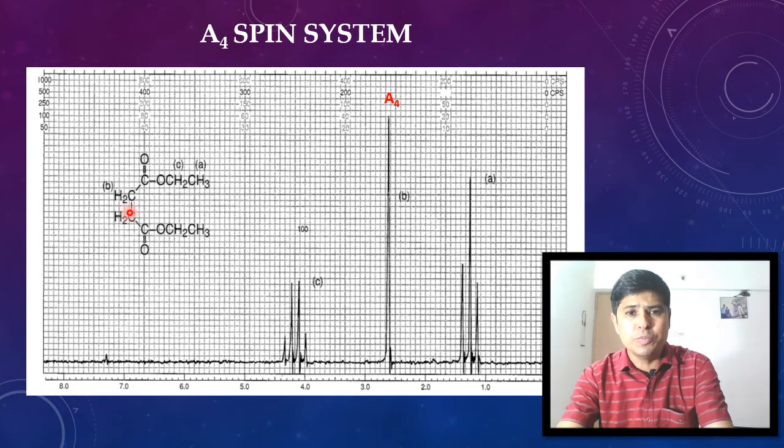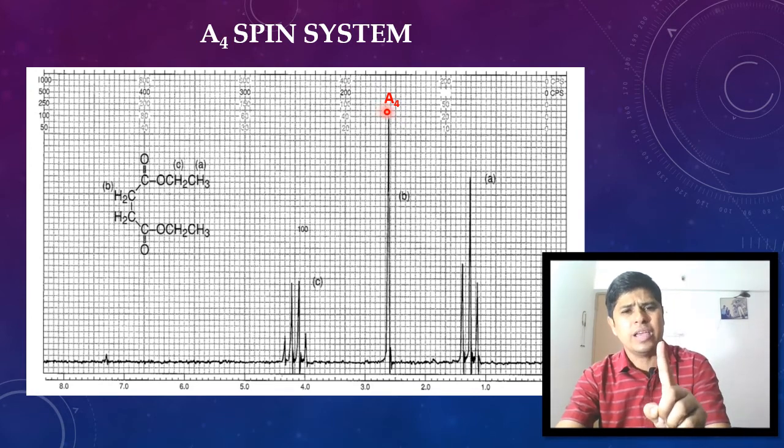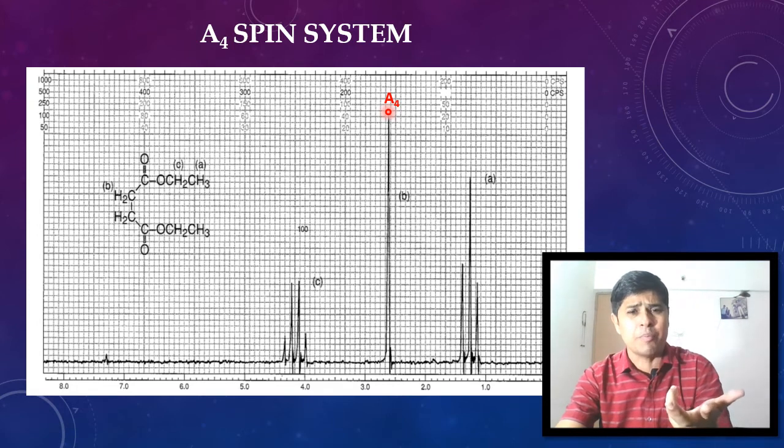If there are only two protons in one group, if there is only one group, then we call it an A2 spin system. If there are 3 protons in that group, we call it an A3 spin system. Have you understood what is meant by A2, A3, or A4 spin system? A means there is only one type of proton, and the number of protons in that group is designated by the subscript. So diethyl succinate has an A4 spin system with respect to this CH2 functionality.